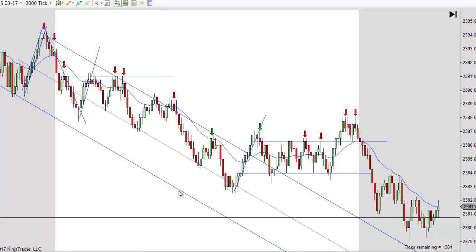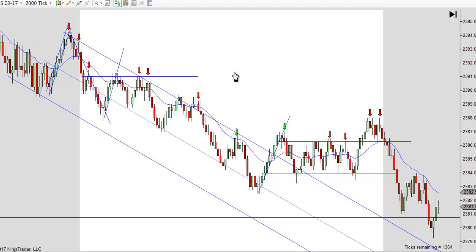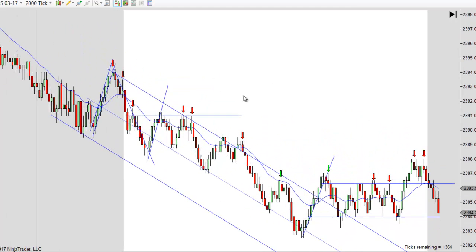I need to get done pretty quick today. When I came in, of course, we had this working down, and we were correcting here, and I wasn't sure if this was a break. But when you draw that measured move, and then it came back into play right here, then you pretty much got to go with it.